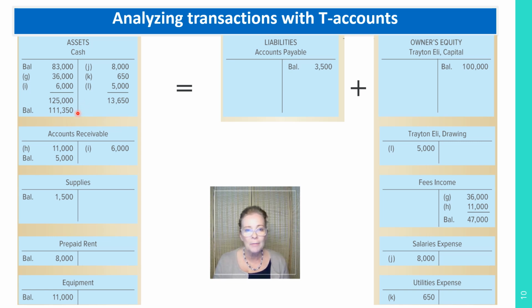For the cash account, we have total debits of $125,000 and total credits of $13,650 and a final debit balance of $111,350 after we subtract the credits from the debits. If there is only one debit or one credit, like in the accounts receivable account, you don't need to foot the columns, but rather just calculate the balance.